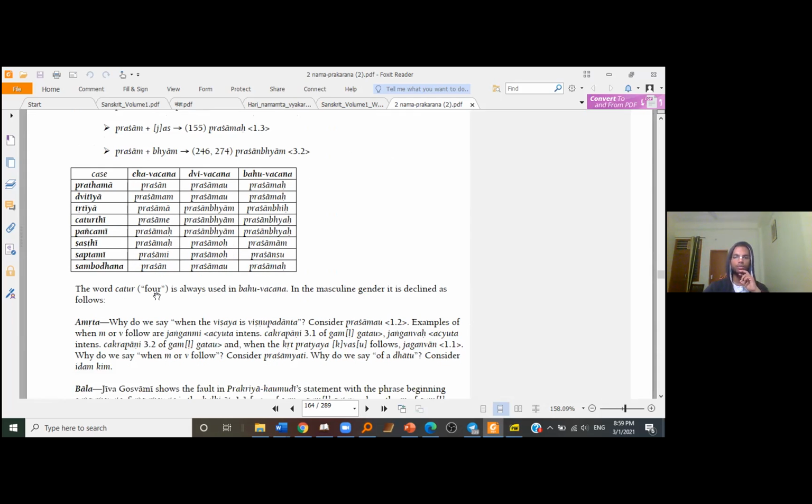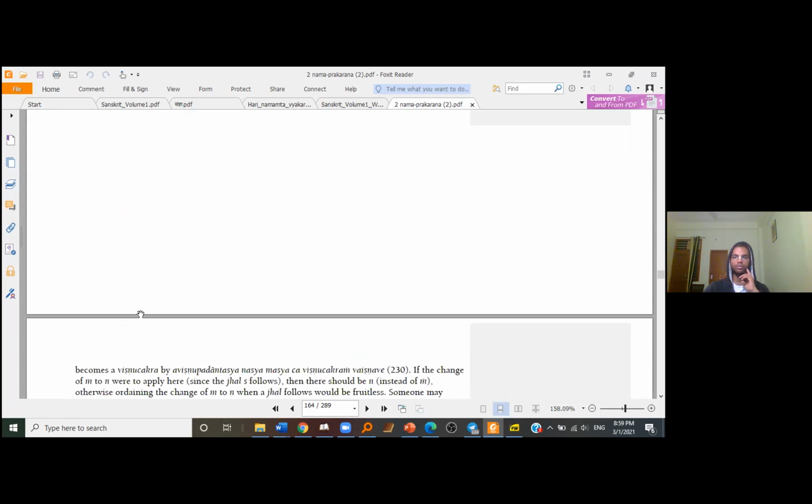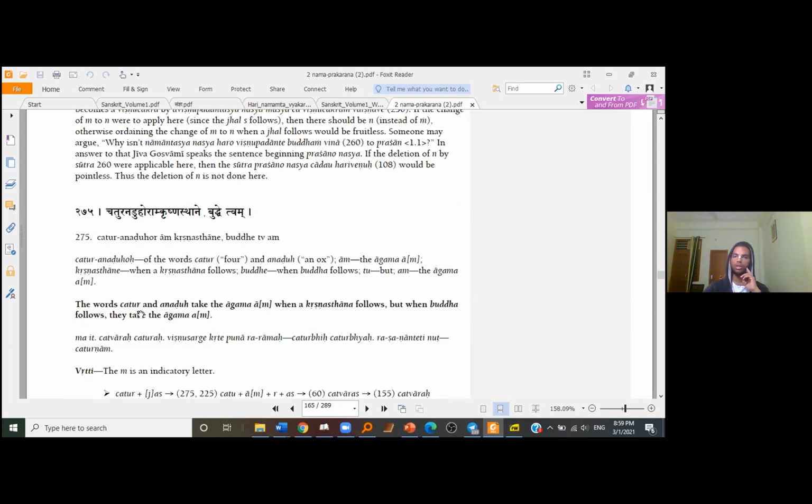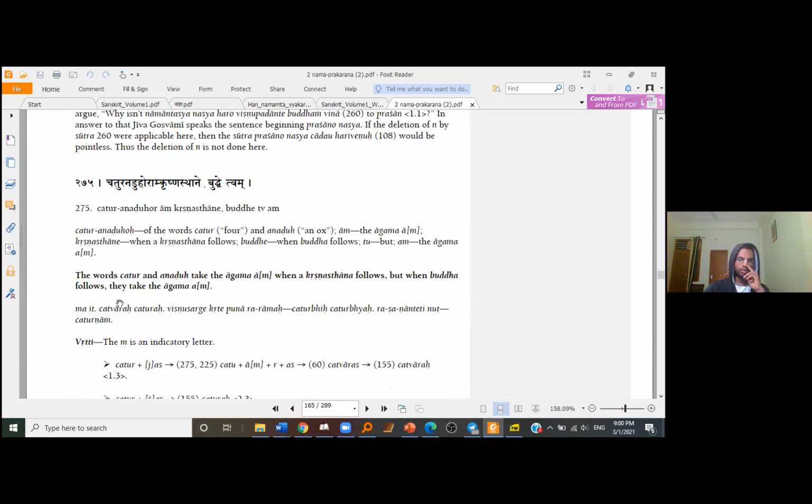The word chatur, four, is always used in bahuvachana. In the masculine gender, it is declined as follows: chatur. Chaturana duho Ram Krishna sthane buddhitvam. The words chatur and anaduhu take the agama am when a Krishna sthana follows.